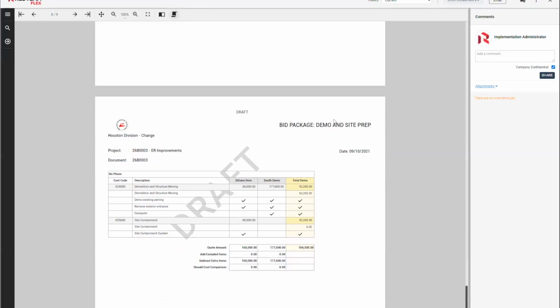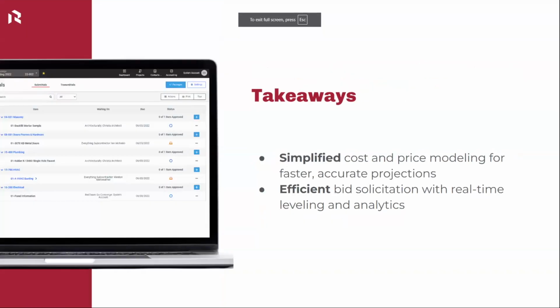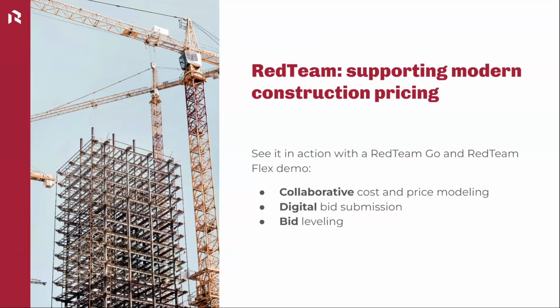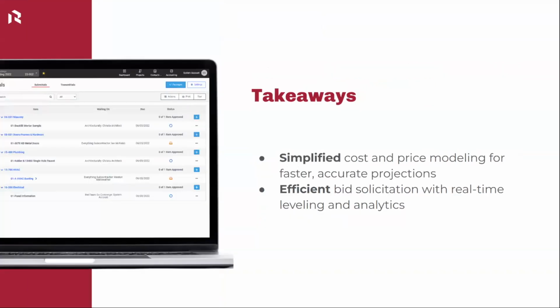So that would be how you would go ahead and do the bid leveling, set up your proposal, solicit the bids, and go ahead and set up a cost and price modeling as well. Okay. So before we move on, we just saw through Flex and Go, the collaborative cost and pricing models, digital bid submissions through both, and how to bid level in both of the actual products. Key takeaways is simplified cost and price modeling for faster and accurate projections and efficient bid solicitation with real-time leveling and analytics.